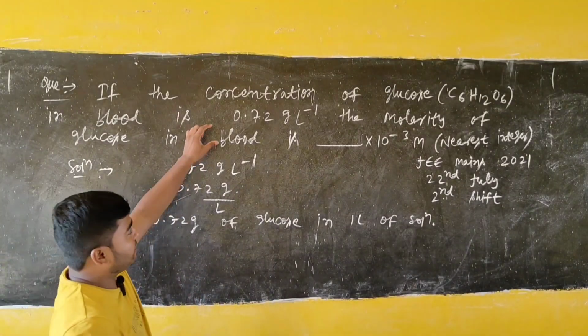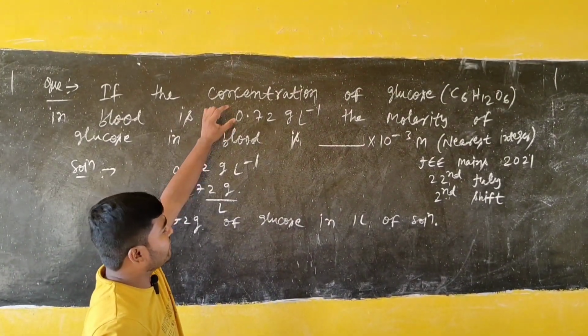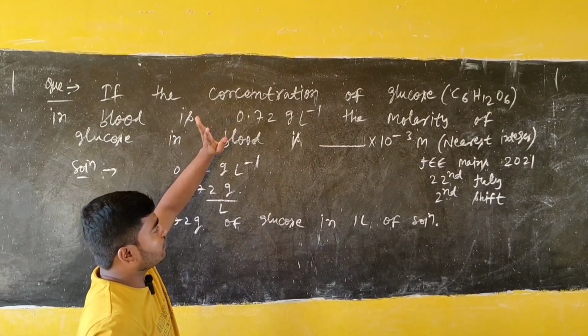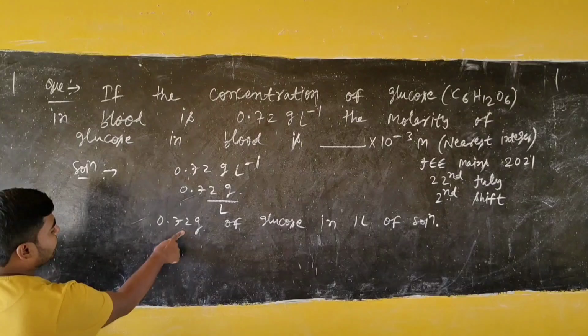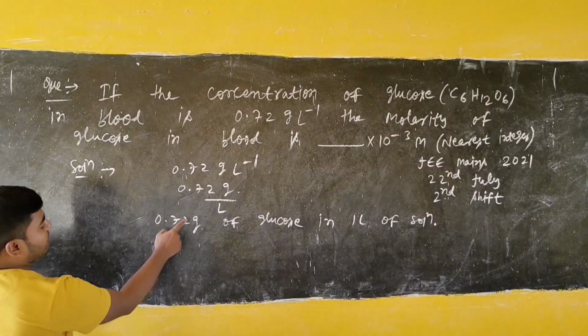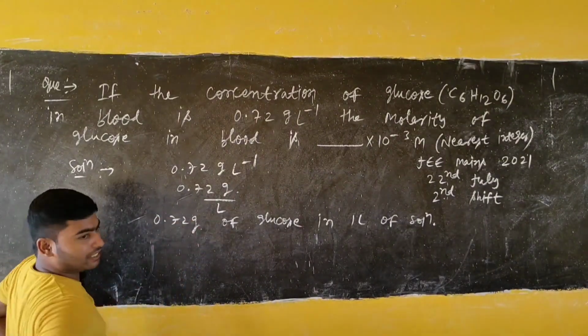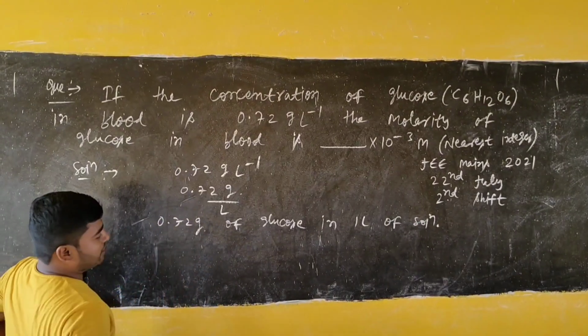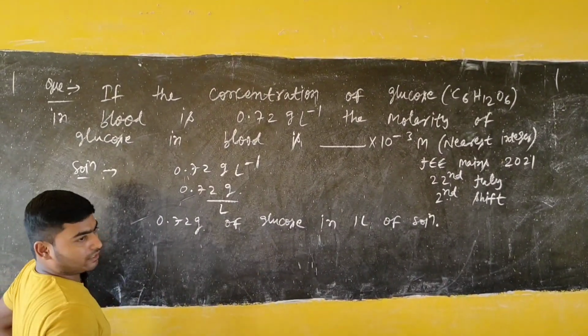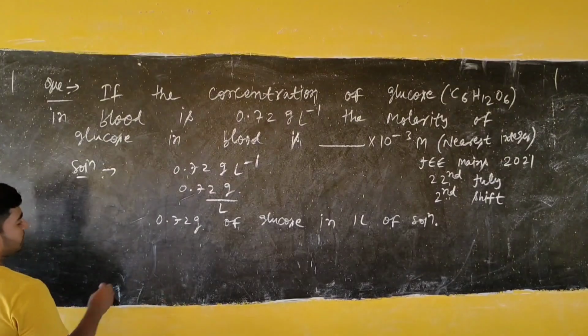So by this, you understand, if somewhere it is given like this, then you should be able to conclude the information given in the question. Now, with the help of this, you can see that the mass of solute is given as 0.72 gram, and the volume of solution is 1 liter. So we have to find the molarity.